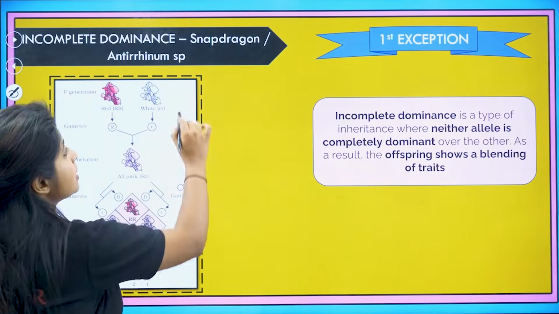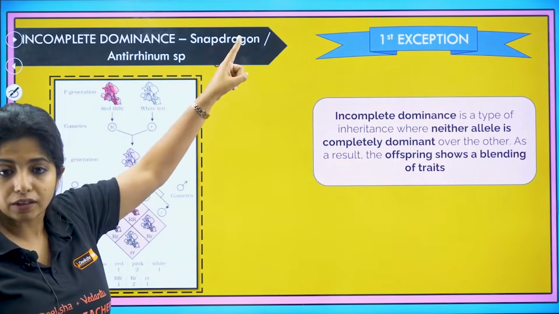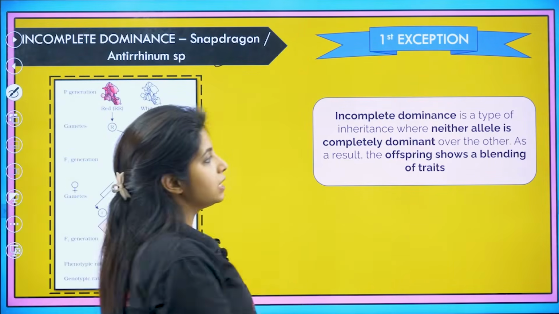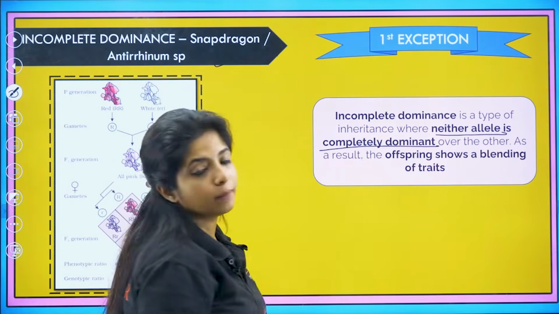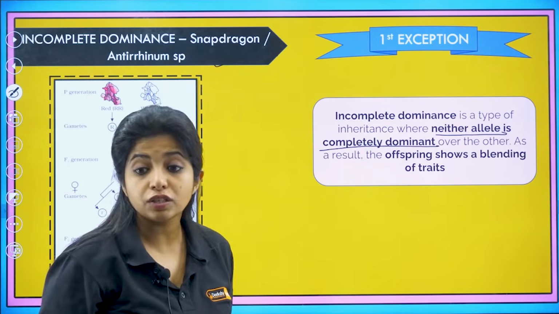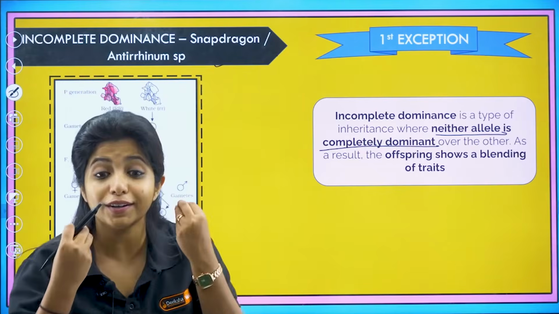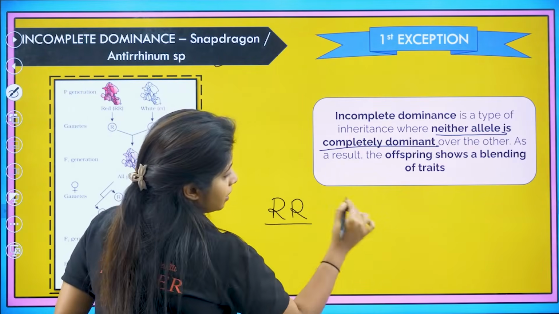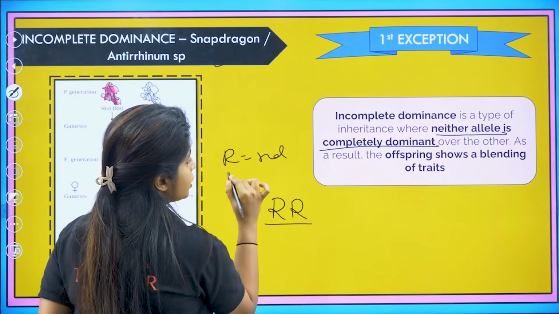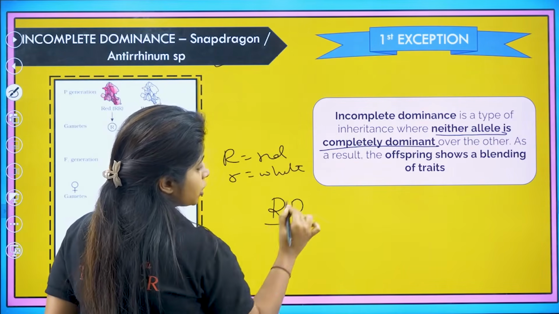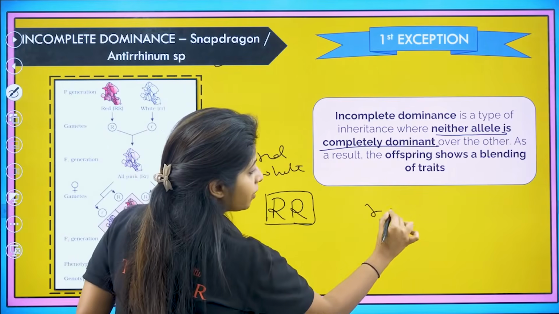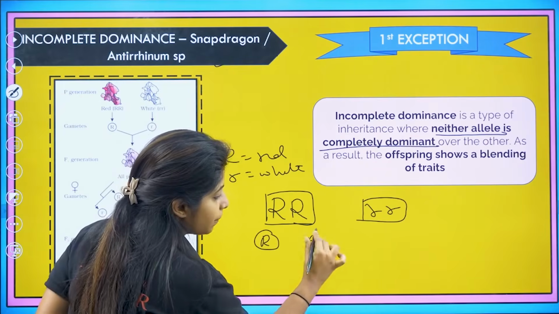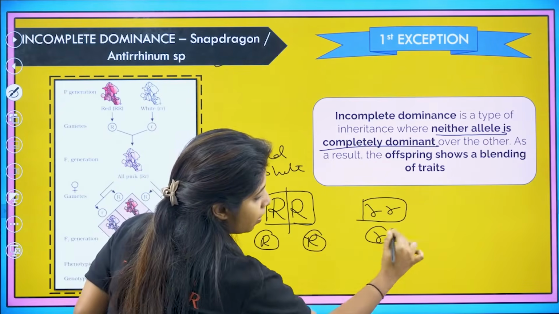And one such exception is incomplete dominance, which you see in snapdragon or Antirrhinum species. What do you mean by incomplete dominance? That means here neither allele is completely dominant over the other one. The offspring shows a blending of traits which was not at all visible. That means if you're talking about capital R is red, okay, and small r is white, suppose. You're expecting this to be red only, and you are expecting this to be white, my dear children.